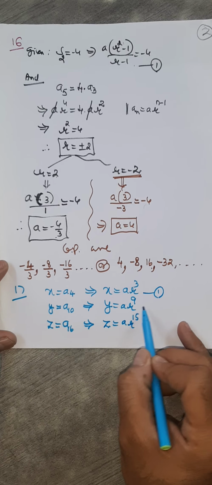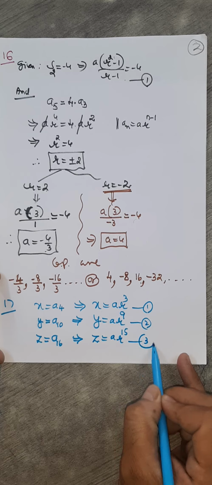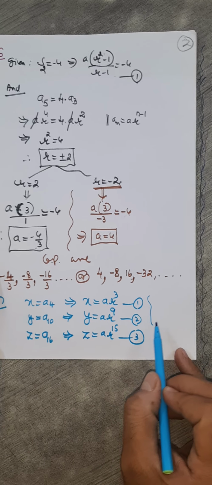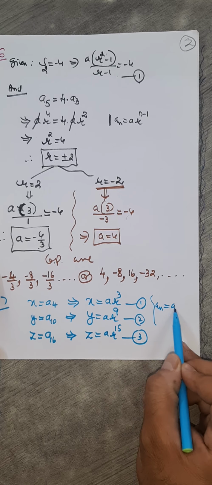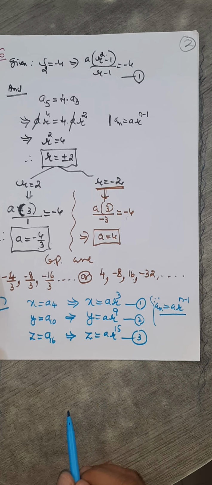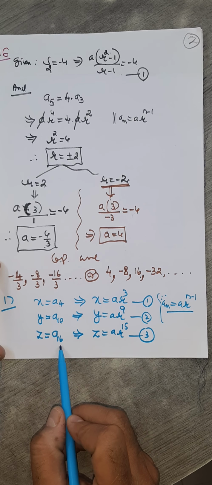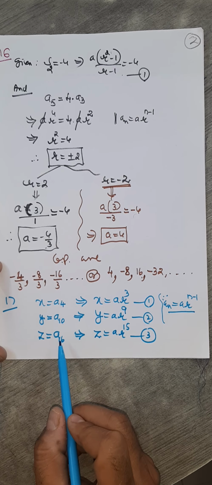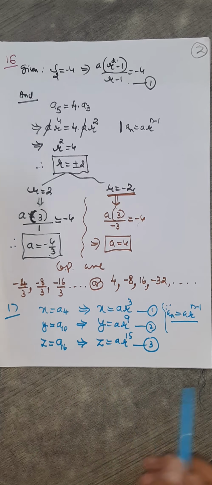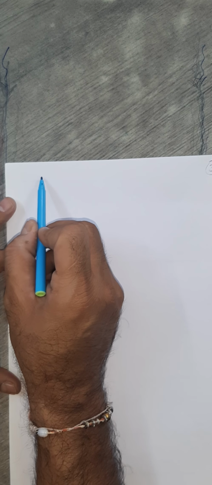You can call these 1, 2 and 3 if you want. What we did is we have just used the formula for the nth term of a geometric progression, a into r raised to n minus 1. We have used this 3 times here: the 4th term, 10th term and 16th term. Prove that x, y, z are in GP. That's the question. So what we do is we just get the ratio, the ratio of successive terms.